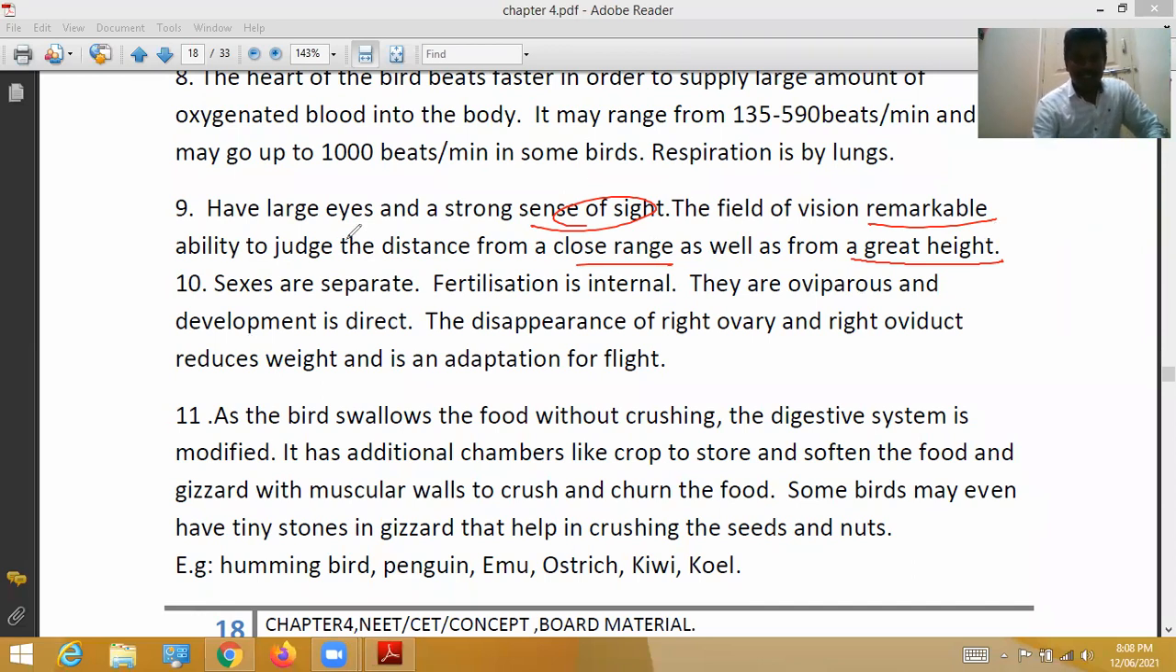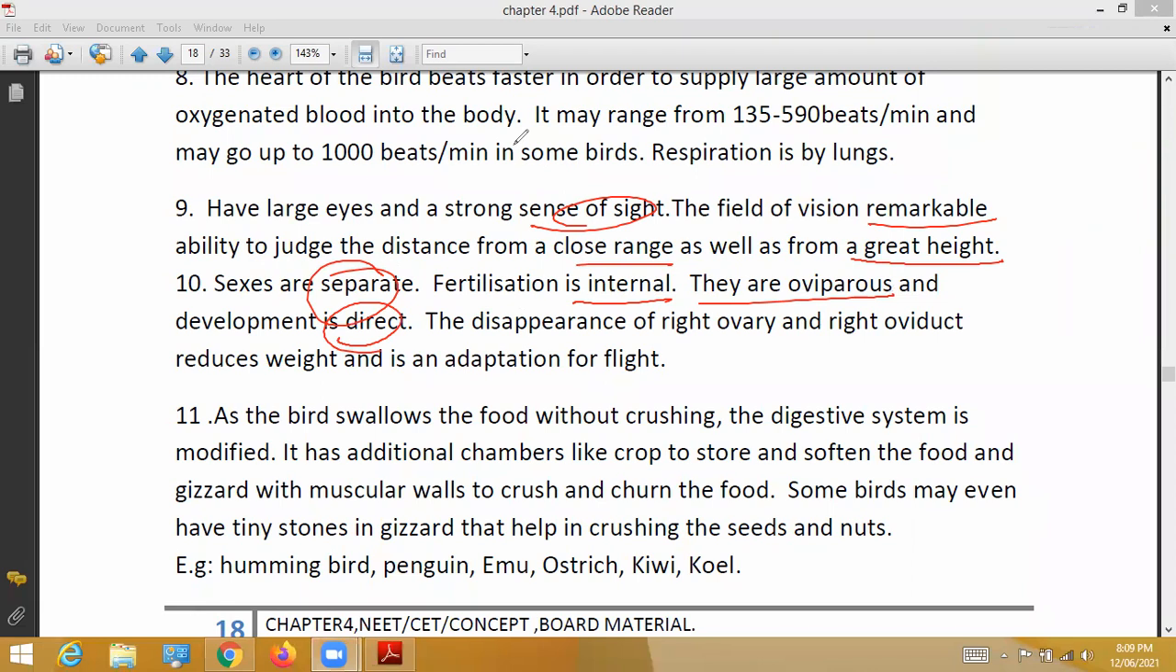Generally, in the birds, the sexes are separate. Male and female sexes are separate. The fertilization is internal. They are oviparous; they lay eggs, and the egg development is direct.